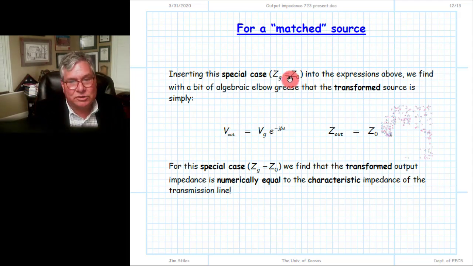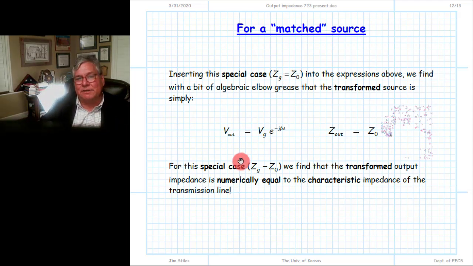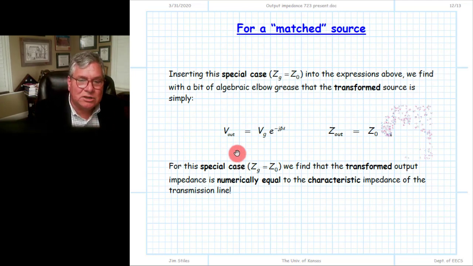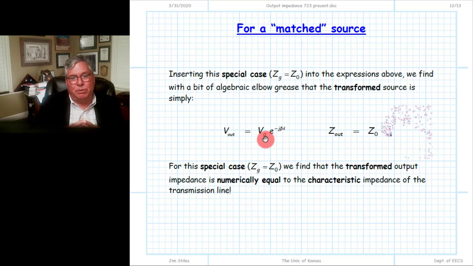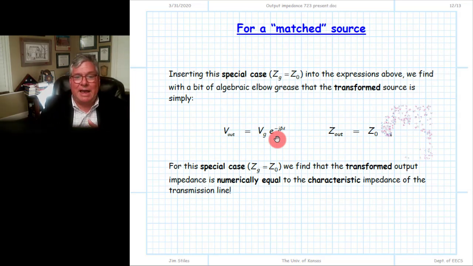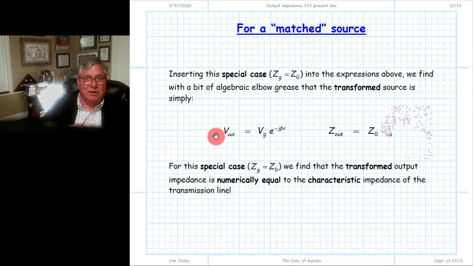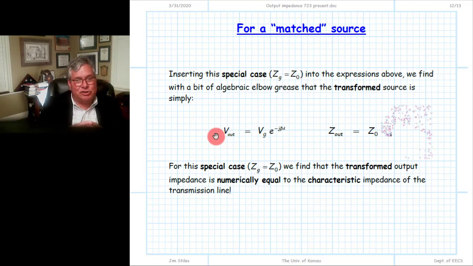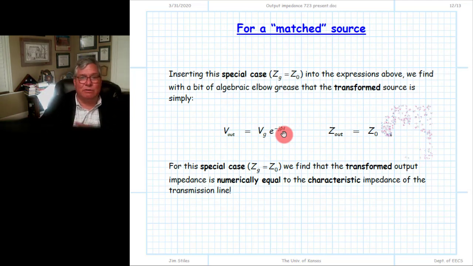First of all, if we have a matched source that is transformed by a length of transmission line, physical length L or electrical length beta L, we find that the resulting open circuit voltage Vout is related to the original open circuit voltage VG in a very simple way. It's simply VG times the complex exponential e to the minus j beta L. In other words, the magnitude of the original open circuit source VG and the magnitude of the transformed source Vout are exactly the same. The magnitudes do not change if the transmission line is transforming a matched source with source impedance of Z0. The only thing that changes is the phase of those open circuit voltages, and they change by a phase precisely equal to the electrical length of the transmission line that is doing the transformation.